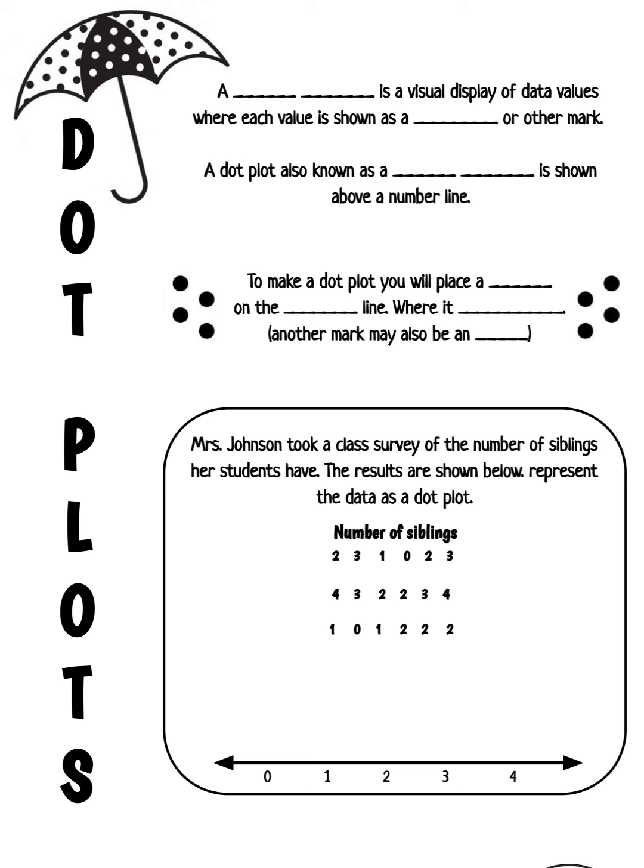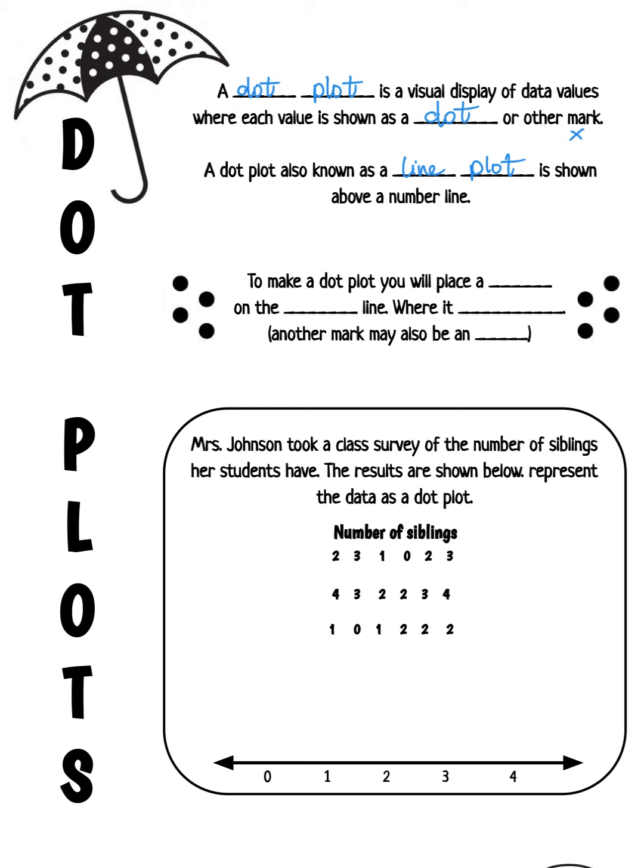So a dot plot is a visual display of data values where each value is shown as a dot. Or sometimes it can be a mark like an X or something. A dot plot is also known as a line plot, but you will hear the term dot plot most of the time. We call it a line plot because it's on the number line.